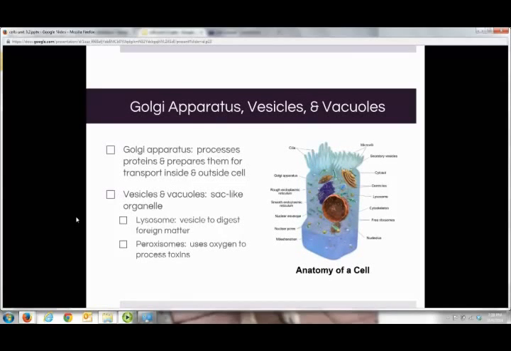The Golgi apparatus looks a bit like a stack of pancakes in the cell. This organelle helps to process proteins and prepare them for transport either inside or outside the cell. It helps the cell know where to send each product. The vesicles and vacuoles are sac-like organelles, and we have a variety of these. A couple of examples include the lysosomes and peroxisomes. Lysosomes are vesicles that contain lysozyme, a digestive enzyme that allows the cell to digest foreign matter. Peroxisomes use oxygen to help process toxins in the cell.